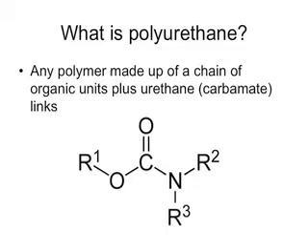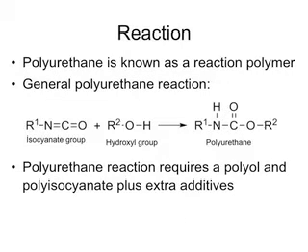Polyurethane is any polymer made up of a chain of organic units plus urethane. This is the general formula for urethane, also known as carbamate. Polyurethane is classified as a reaction polymer. This is the general polyurethane reaction. Polyurethane requires polyol, a molecule with 2 or more hydroxyl groups, and a polyisocyanate, a molecule with 2 or more isocyanate functional groups, plus extra additives.